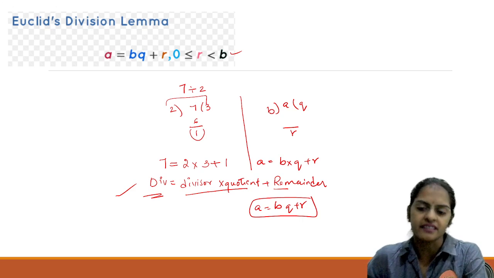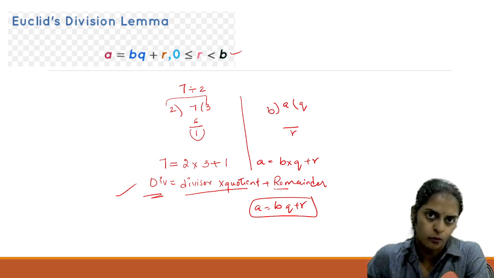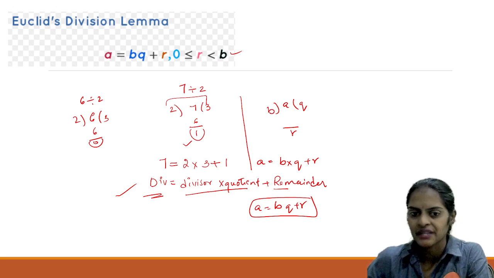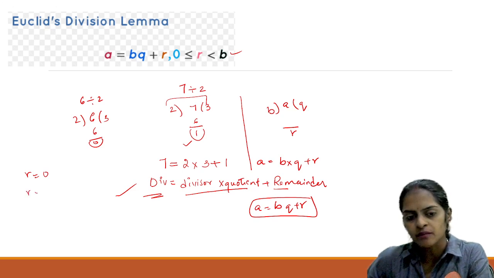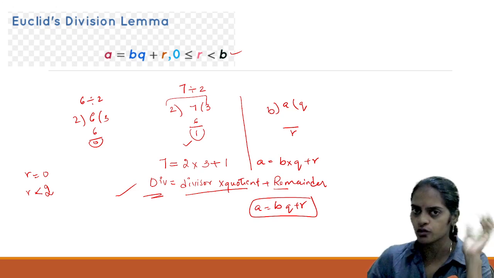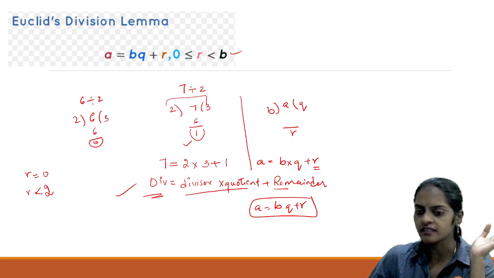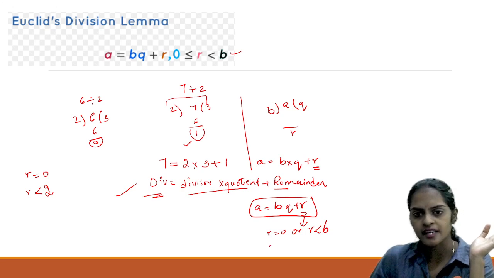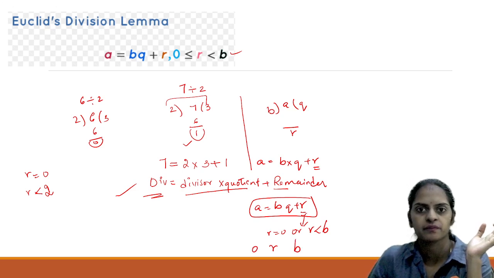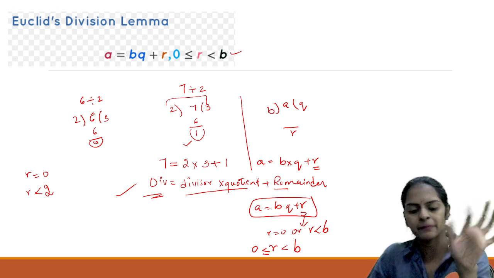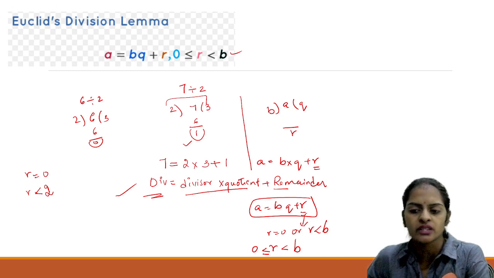And the most important thing here is, sometimes when we divide, our remainder is 0. Suppose I divide 6 by 2, my remainder will be 0. Or if I'm dividing 7 by 2, my remainder is 1. So I'm getting a remainder 0, or a remainder which is less than the divisor. What is the divisor in this case? 2. So my remainder is either 0 or less than 2. The same rule applies here. The remainder you're getting is either 0 or less than your divisor. Here the divisor is B, so my remainder lies between 0 and B. It can be 0 or it can be less than B. This is nothing but Euclid's division lemma.